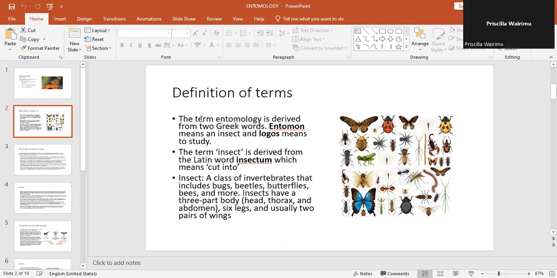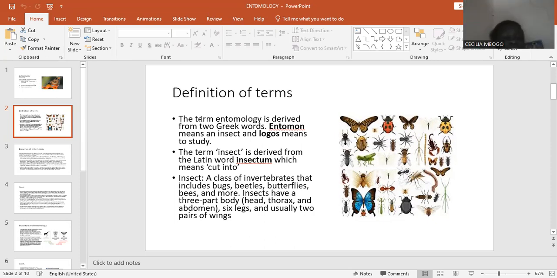The term entomology is derived from 2 Greek words. Entomon means an insect and logos means to study. The term insect is derived from the Latin word insectum, which means cut into. Insect, a class of invertebrates that includes bugs, beetles, butterflies, bees, and more. Insects have 3 body parts: head, thorax, and abdomen, 6 legs, and usually 2 pairs of wings.